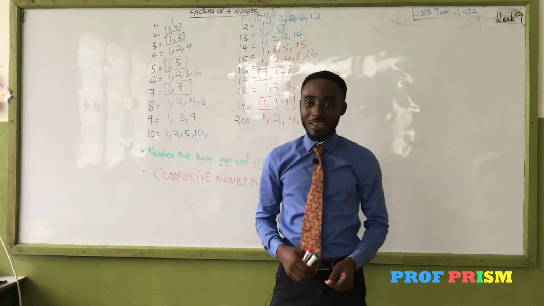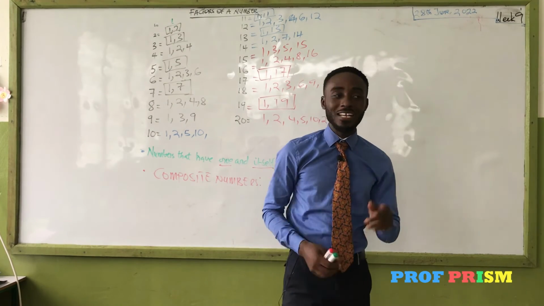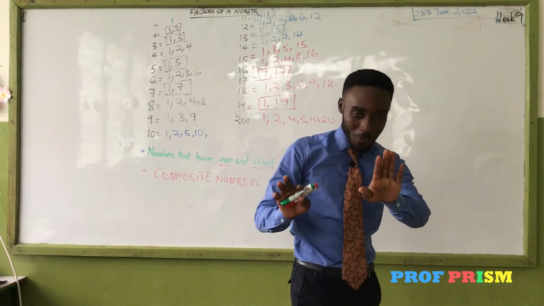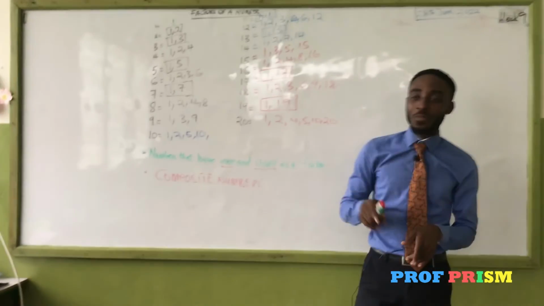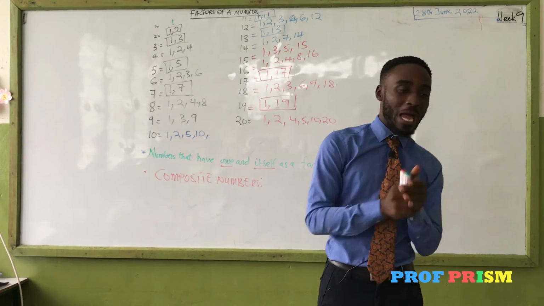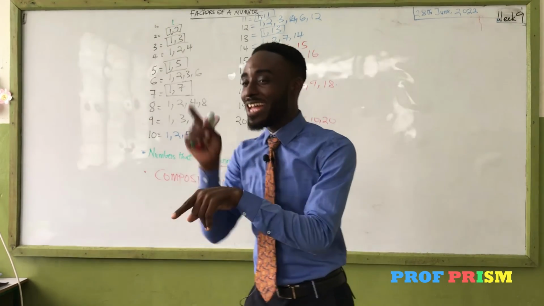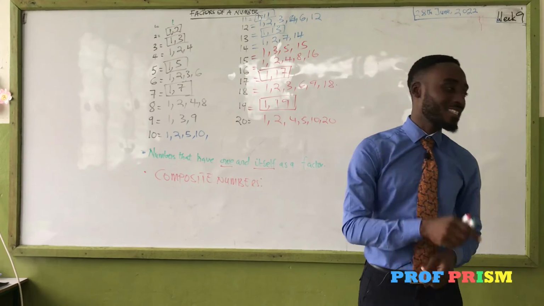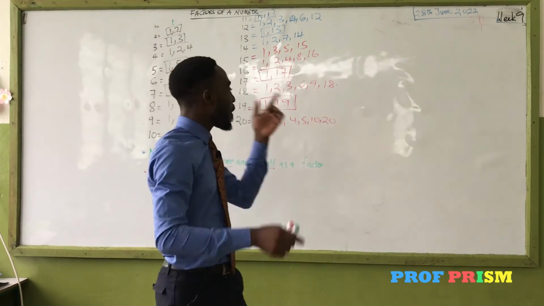Let's go. Prime numbers have only 2 factors. Composite numbers have more than 2 factors. Oh, prime numbers have only 2 factors. Composite numbers have more than 2 factors. 2 and 3 is prime. 4 and 6 is composite. 2 and 3 is prime, and 4 and 6 is composite.